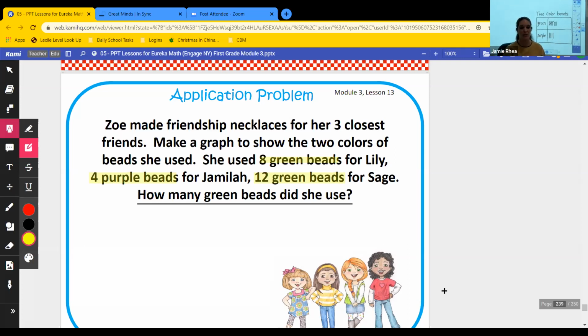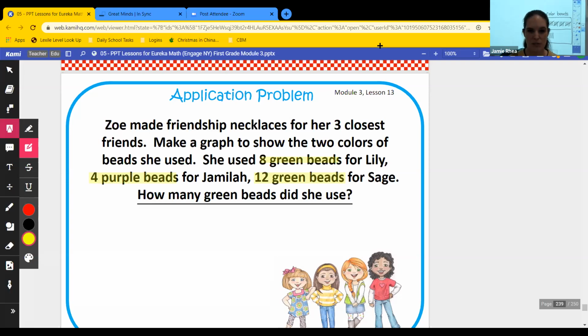Now I need 12 green beads for Sage. So now I got to count on. So I've already got 8, but I got to count up to 12. So let's see. 1, 2, 3, 4, 5, 6, 7, 8, 9, 10, 11, 12. Woo! That's a lot, guys. All right, so now my question is how many green beads did she use?